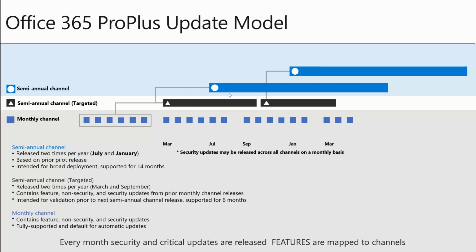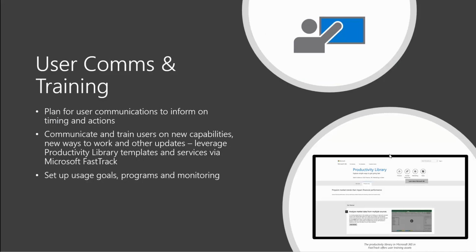You have the ability to select the channel, and if you do select semi-annual channel, there is a nice delay between when that feature initially ships and all the time we have to validate it in market before you see it in semi-annual channel. So even though these are supported, this gives you even more peace of mind that all of these capabilities have been fully validated prior to them being released to your broad production deployment rings.